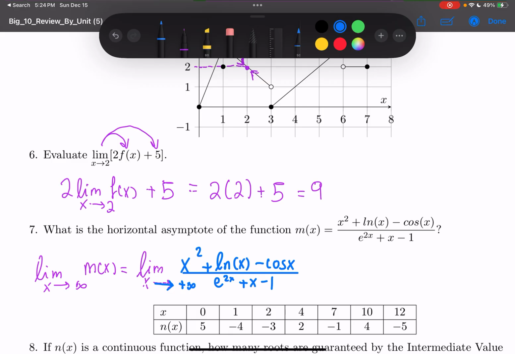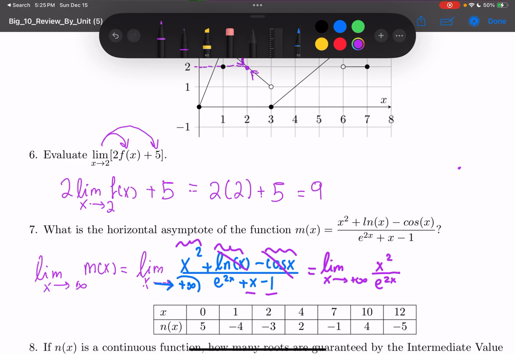Now, in this case, when you're dealing in the neighborhood of infinity, and this only works for the neighborhood of infinity, you have to take into consideration that everything that is smaller than the bigger term gets eliminated. For example, if you're looking at ln x and cosine x, their values come nowhere near the values of x to the power of 2. So you can literally eliminate ln x and cosine x from the numerator and leave x to the power of 2. Similarly, in the denominator, e to the power of 2x is on a higher level of growth compared to x and compared to -1. So it's going to be e to the power of 2x down.